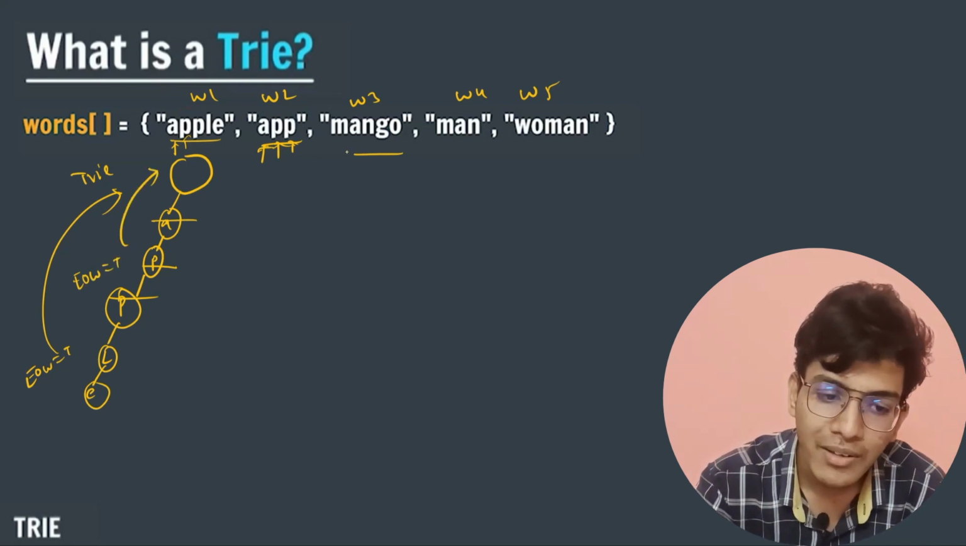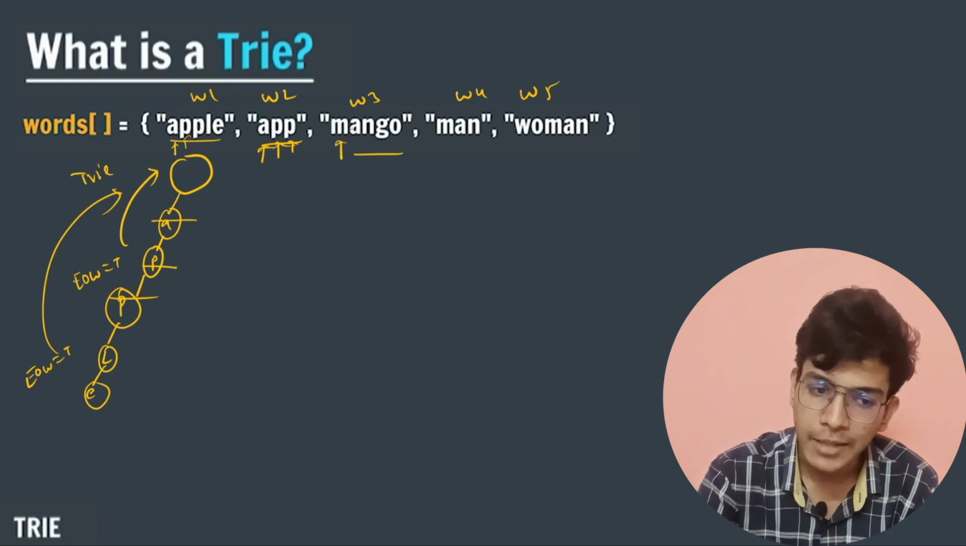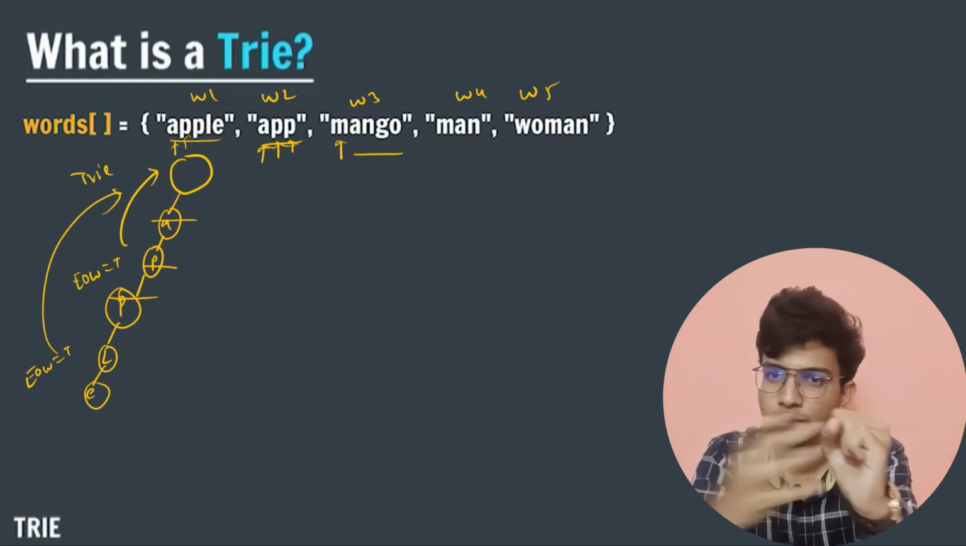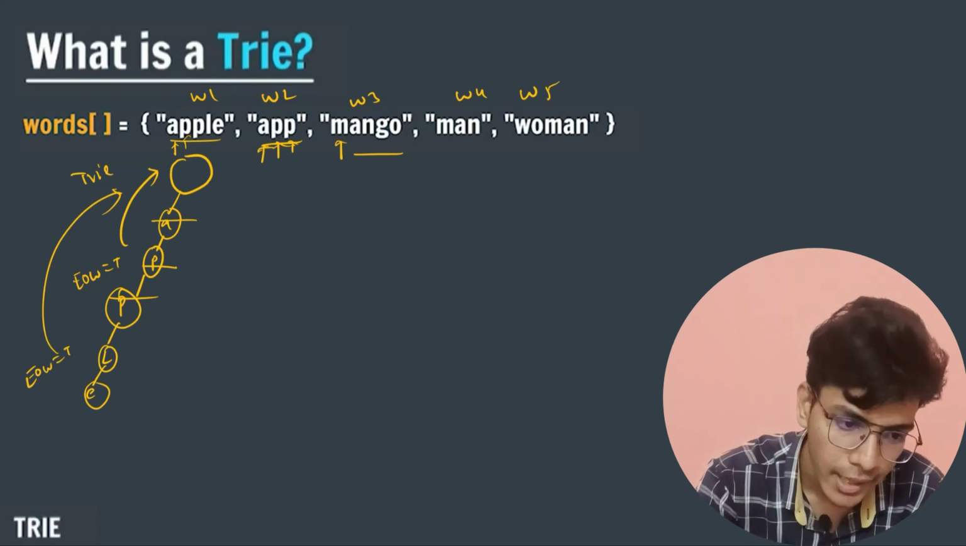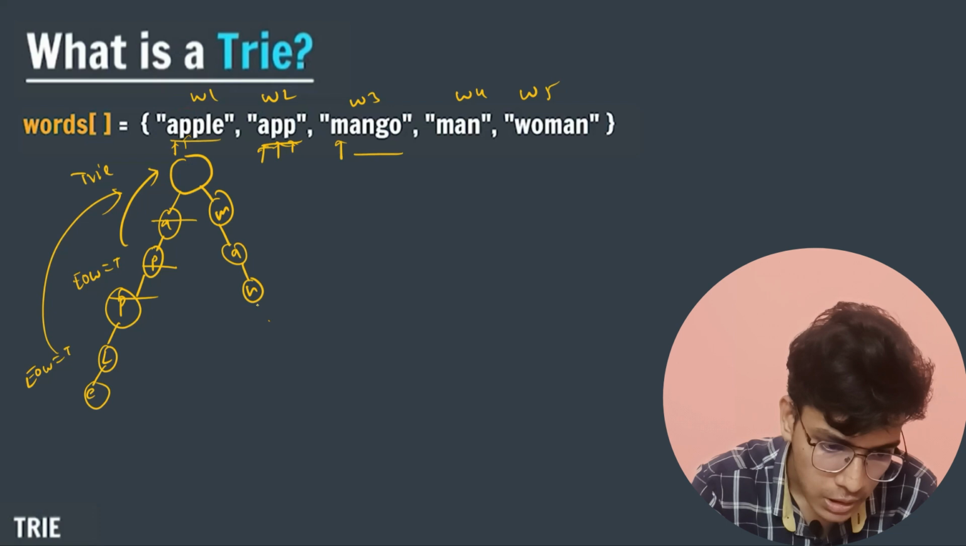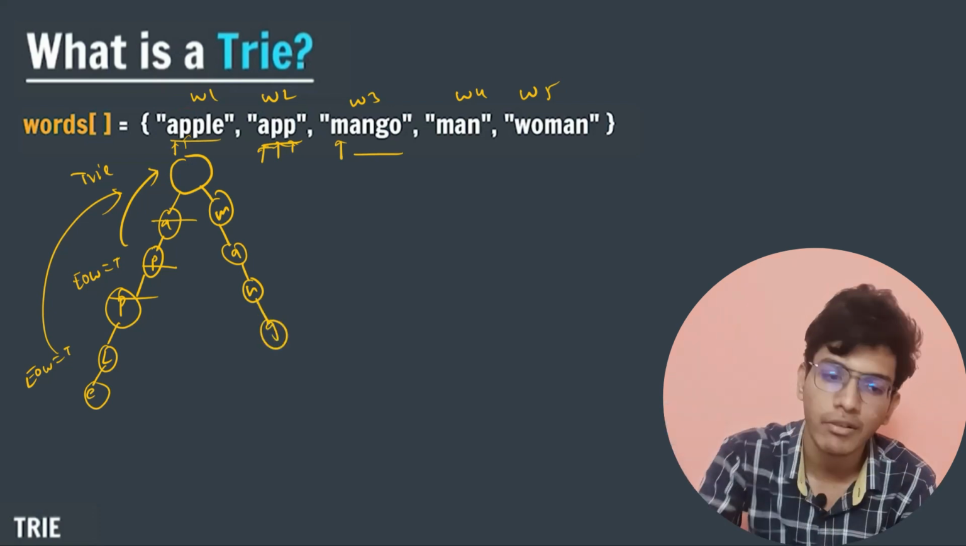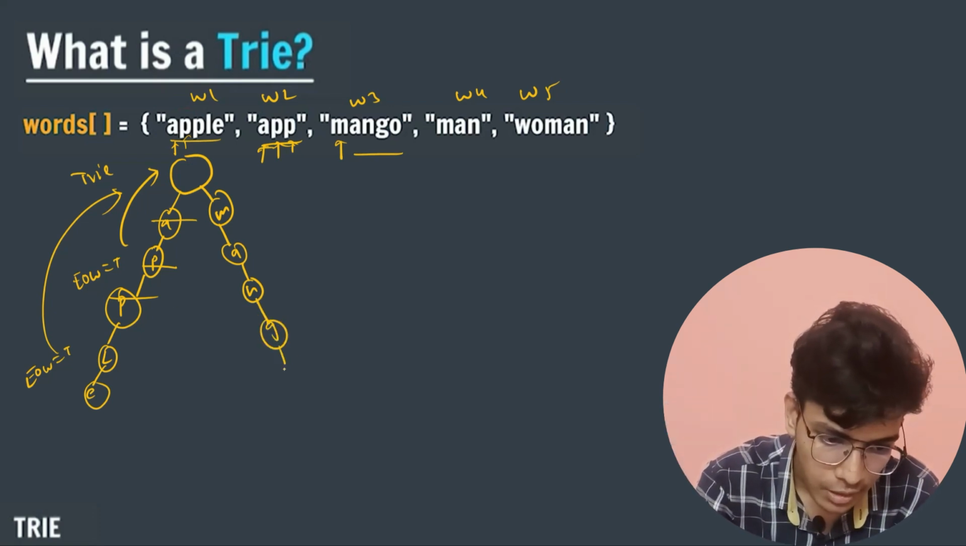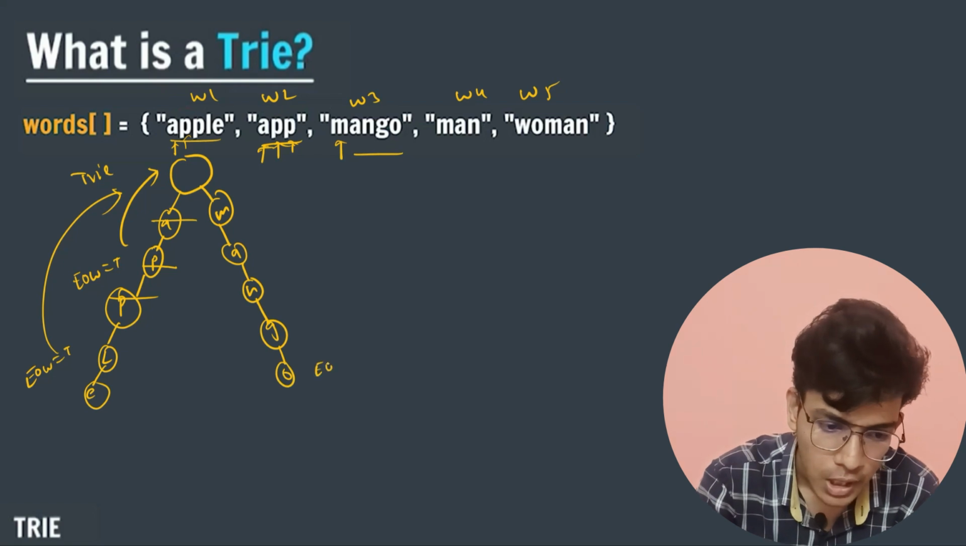Now I will go to my word 3. In word 3, M is not there. For the root node, there is no child node M. So I will add M. After it, A, N, G, O. I will keep on adding level-wise. I will add O. Here the end of word will become true.